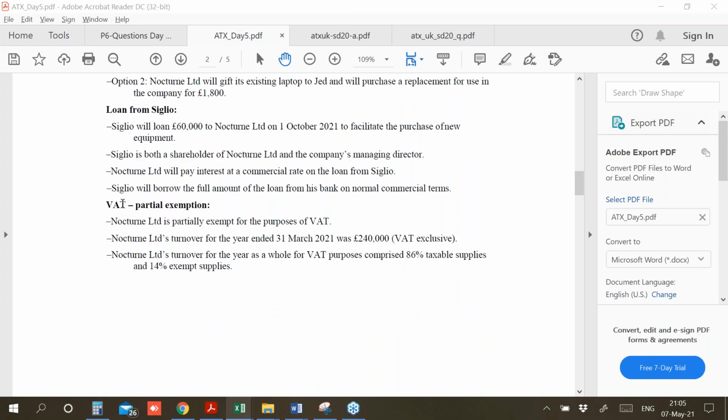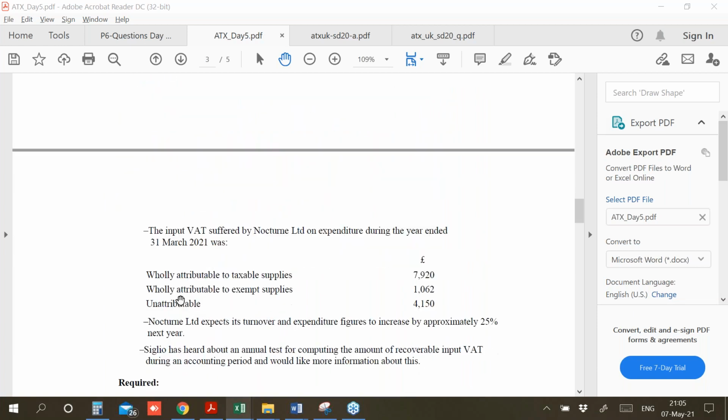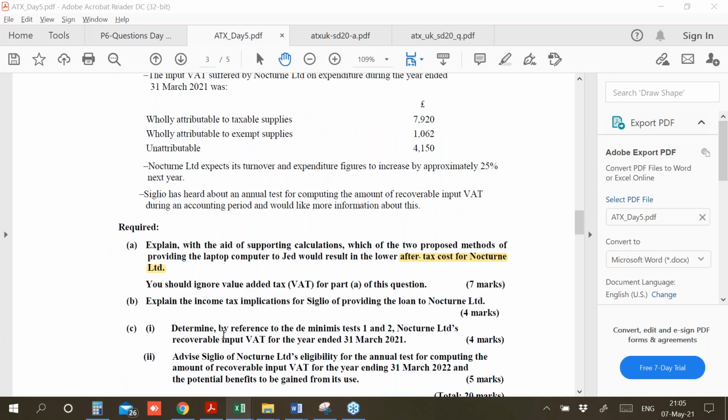Now, lastly, guys, let's talk about VAT partial exemption, about which I have recently told you. So I'll read the requirement and we'll come back again. Determine by reference to the de minimis test 1 and 2 only Nocturne Limited's recoverable input VAT for the year ended 31st March. So we'll not be conducting the third test, for which we have to make the table. But if you read the examiner report, he was very annoyed because many students wasted their precious time and made the third table where this was not even asked or required, and they did not score any marks, rather lost their precious time in the exam as well. So be careful.